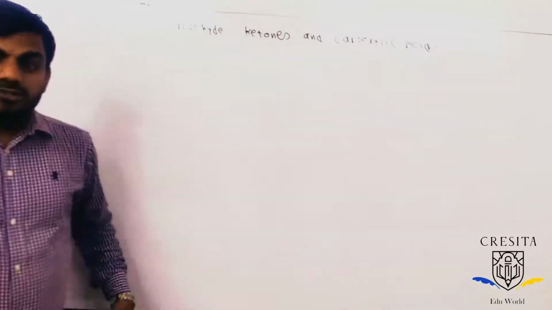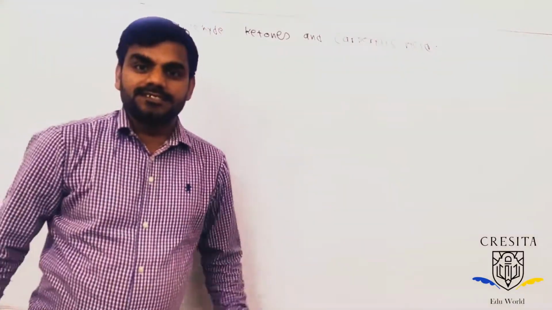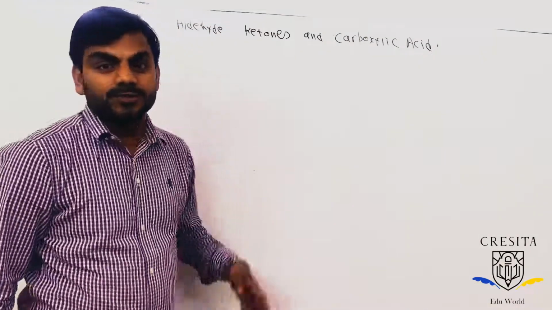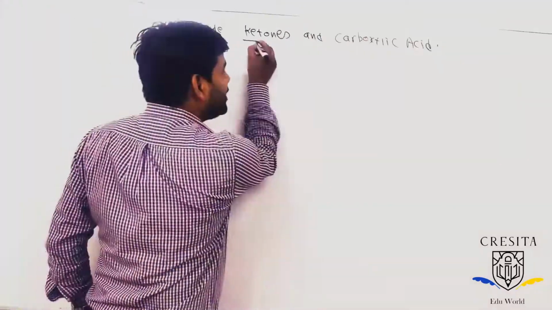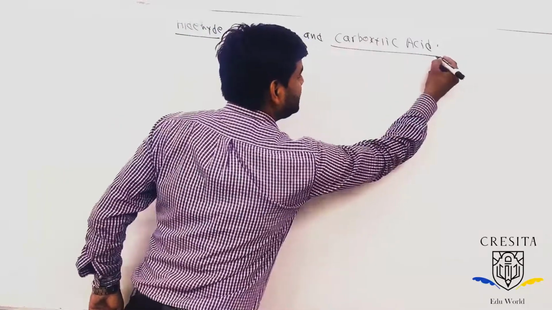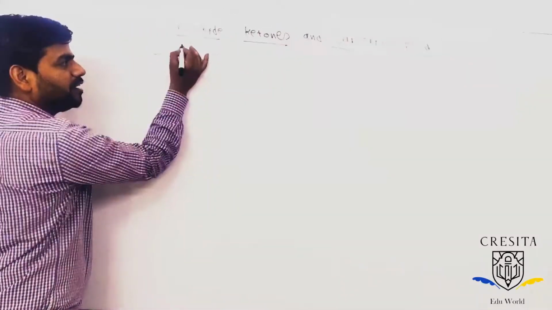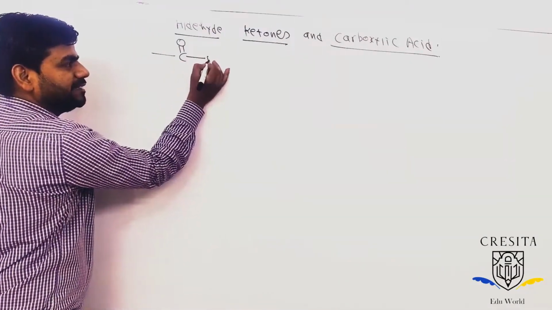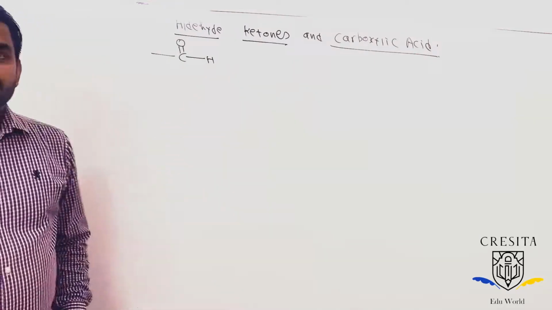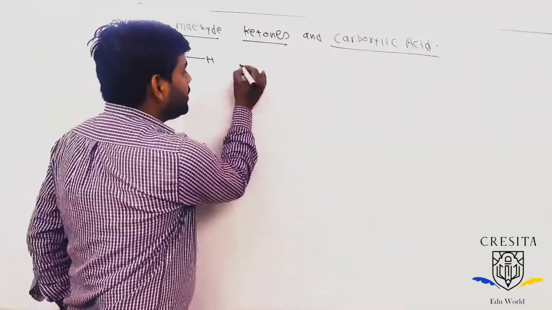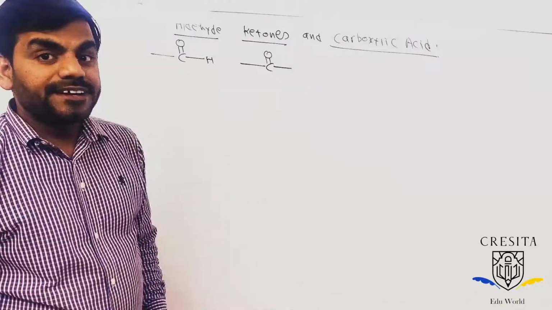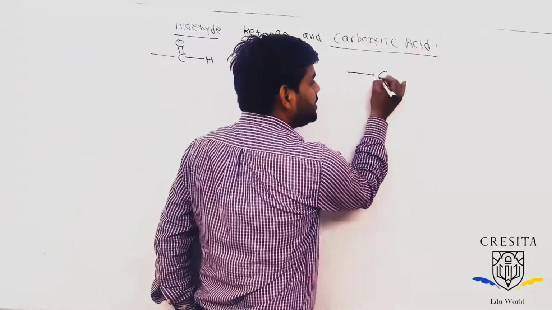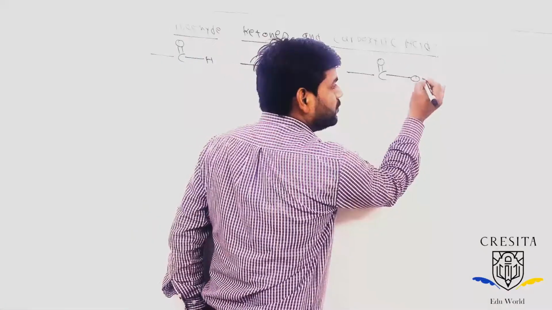Now, before starting with the chapter, let us discuss about the functional group related to aldehyde, ketones and carboxylic acid. As you have already studied in 11th standard, aldehyde can be represented by functional group like this. Similarly, ketones can be represented by functional group like this. And carboxylic acids can be represented by functional group like this.